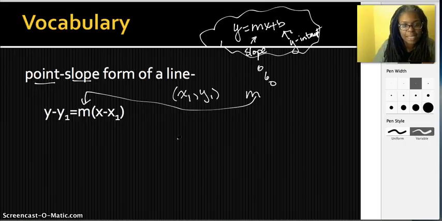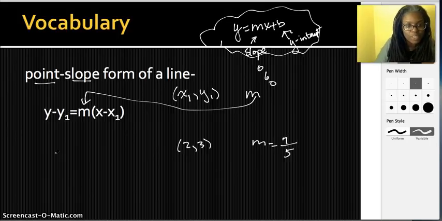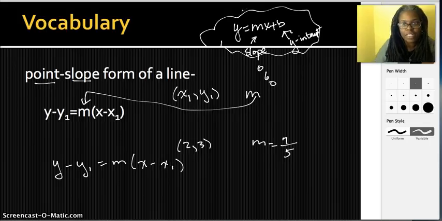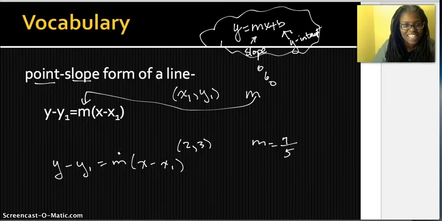So let me do a quick example. What if I told you that there was some line that ran through the point 2, 3 and had a slope of 7/5? Okay, totally probable, right? So what I would do is I'd take this form, y minus y sub 1 equals m times x minus x sub 1. And I'm literally going to go and erase the things that I'm about to put in.